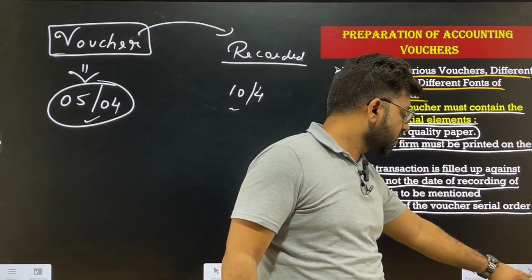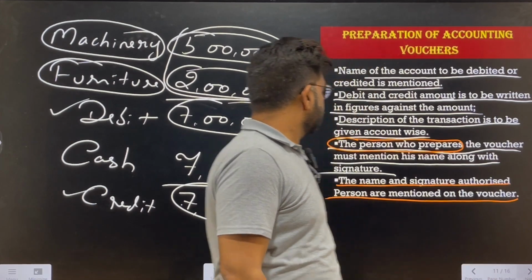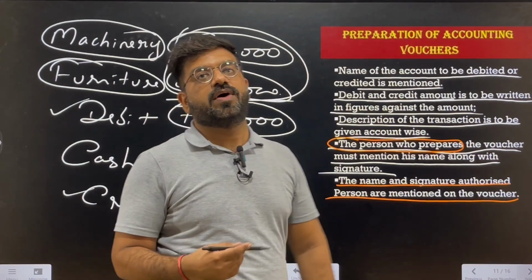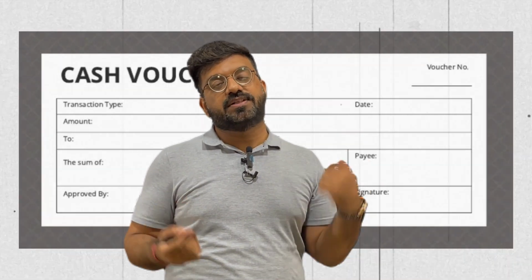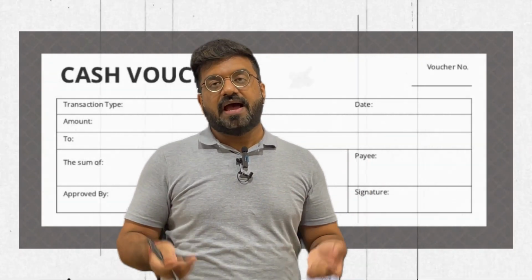Okay. So this was basically the preparation of accounting vouchers. These were the contents of the accounting vouchers, because these are the source documents. So these are to be prepared very cautiously. From this only the transactions begin.